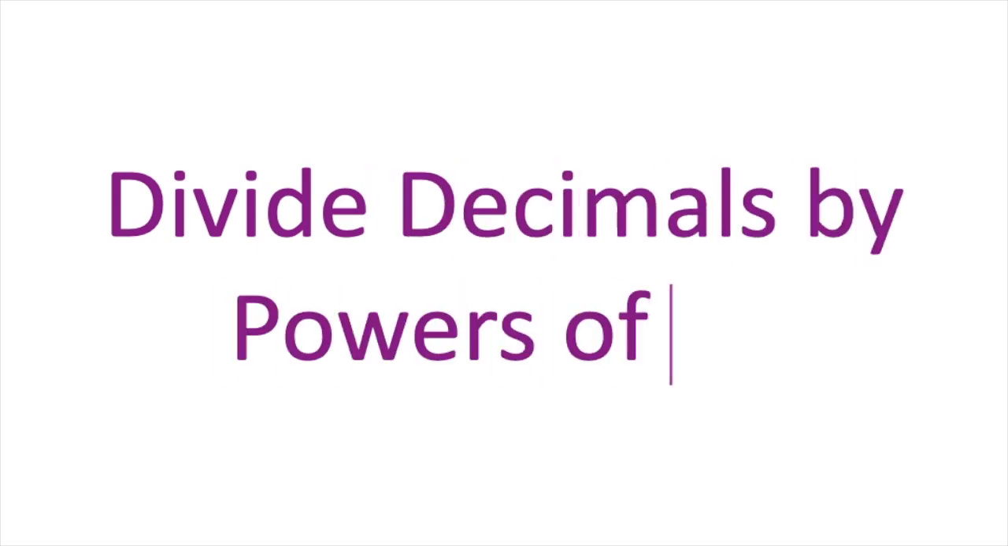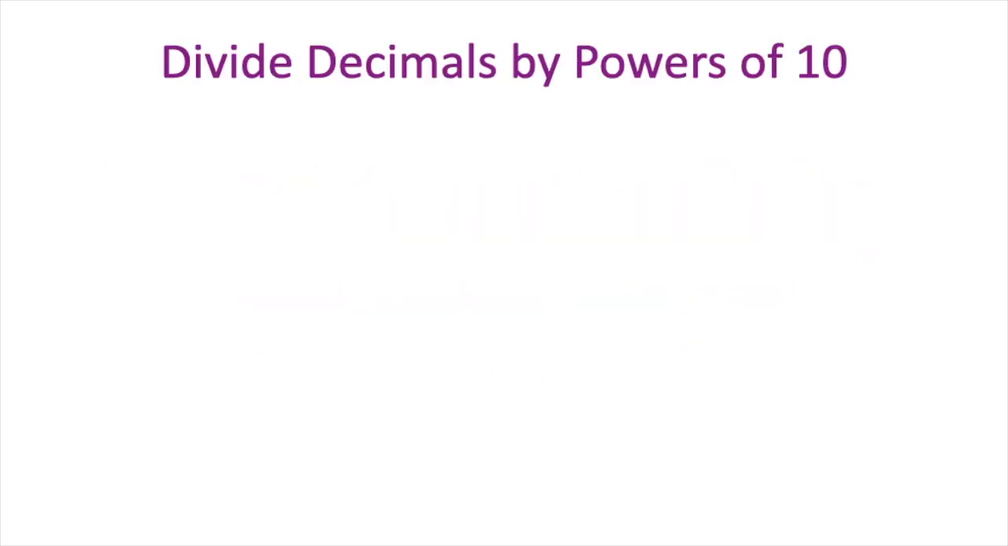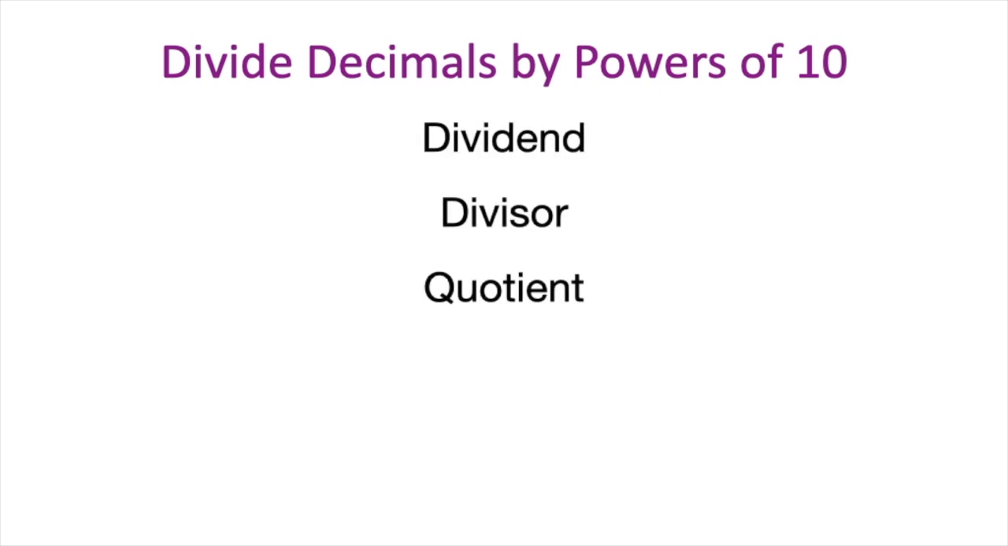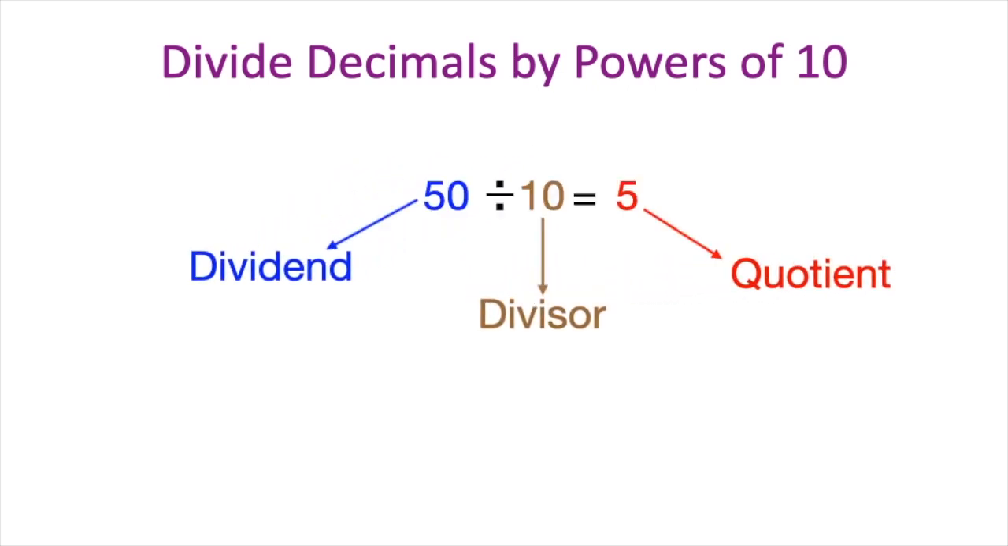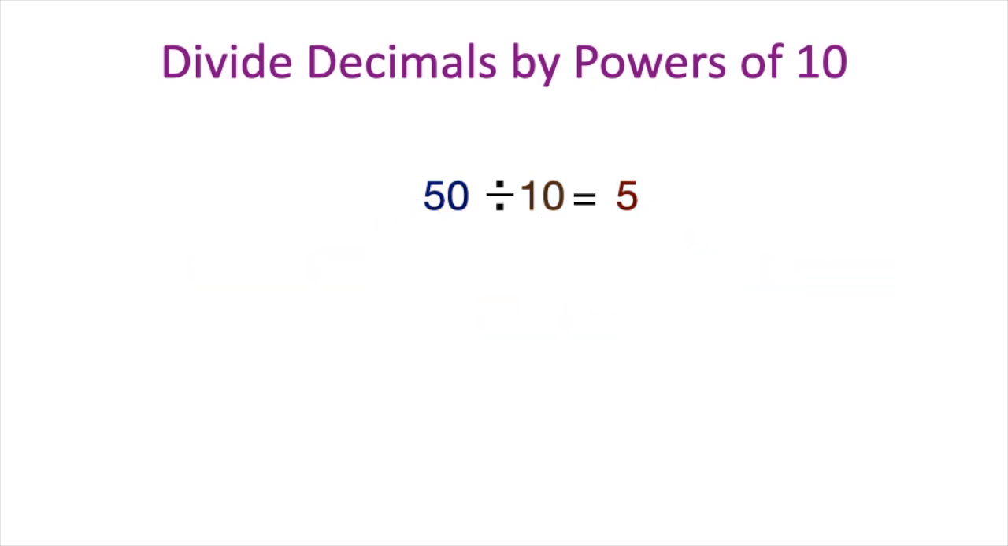In this video, we are going to divide decimals by powers of 10. There are three important vocabularies we need to remember: dividend, divisor, and quotient. If I say 50 divided by 10 is equal to 5, 50 is the dividend, the divisor is 10, and the quotient, which is the answer, is 5.